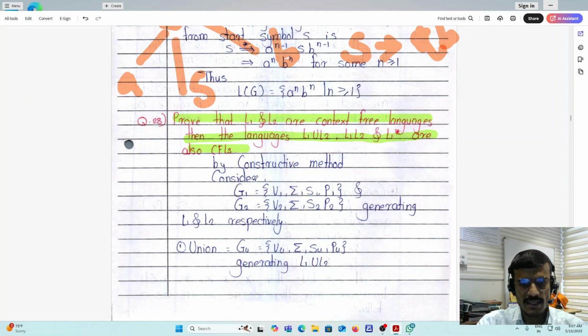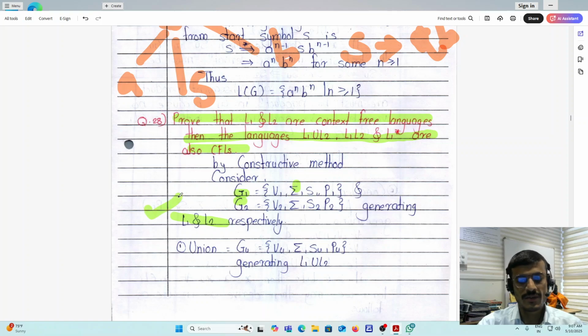So basically we have to take two grammars G1 and G2. G1 is (V1, Σ, P1, S1), and G2 is (V2, Σ, P2, S2). And those grammars G1 and G2 generate L1 and L2 respectively.